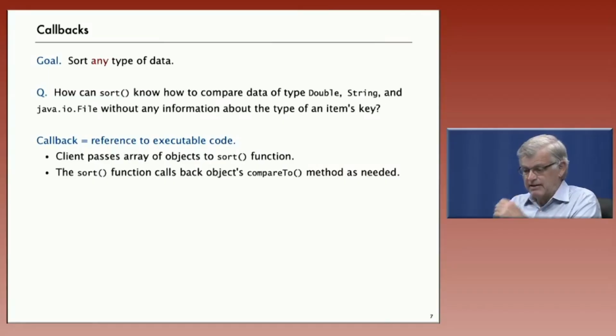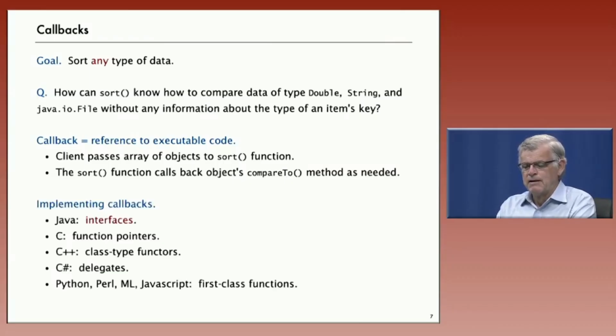And the answer is that we set up a mechanism known as a callback, or a reference to executable code, where the client, by passing an array of objects to the sort function, in Java, there's an implicit mechanism that says that any such array of objects is going to have a compareTo method. Then the sort function calls back the compareTo method associated with the objects in the array whenever it needs to compare two items. There's a lot of different ways to implement callbacks, and that's programming language specific.